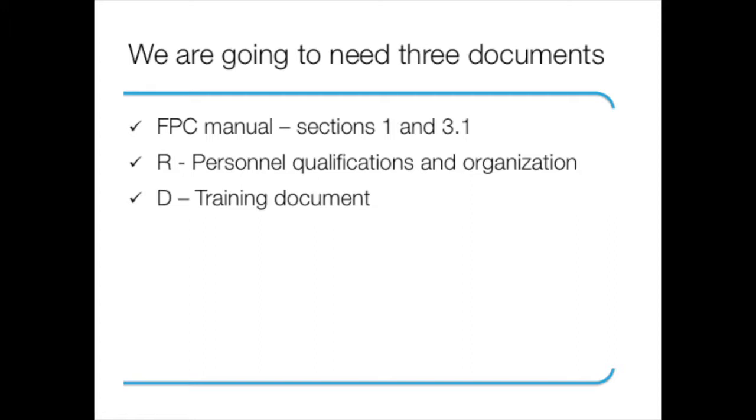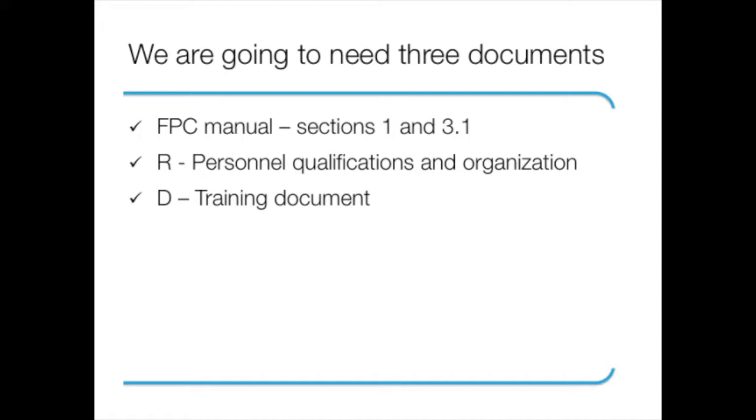After you've downloaded the files, move the R Personnel Qualifications and Organization into the R Resources folder. In this folder, we'll store everything that has anything to do with human resources, but also files that deal with your manufacturing machinery and equipment.